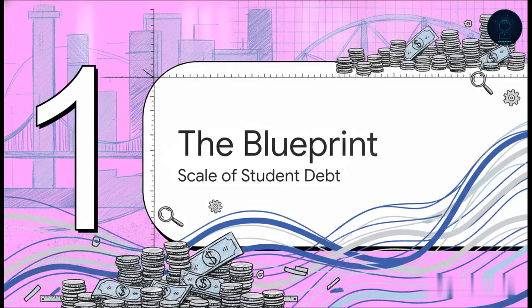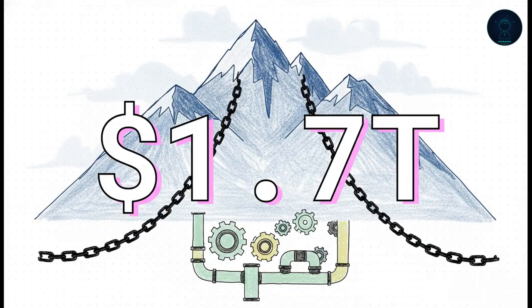The Blueprint of Student Debt. $1.7 trillion. To really put that into perspective, that structure towers over both total U.S. credit card debt and auto loan debt combined. It's just a staggering figure, and it's absolutely crucial that we ground ourselves in the sheer scale.